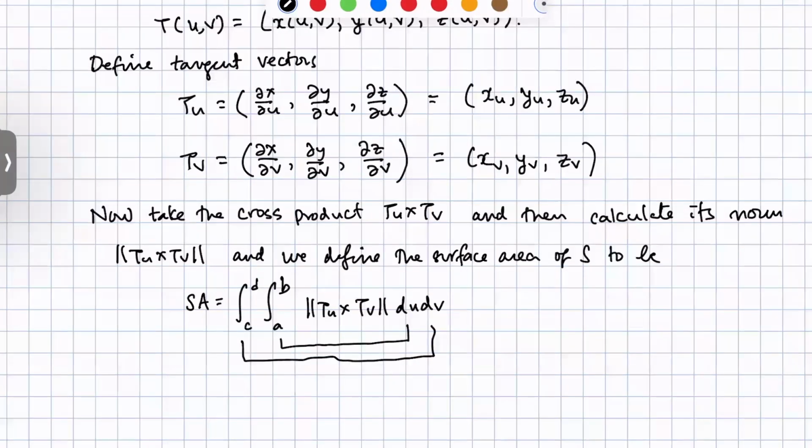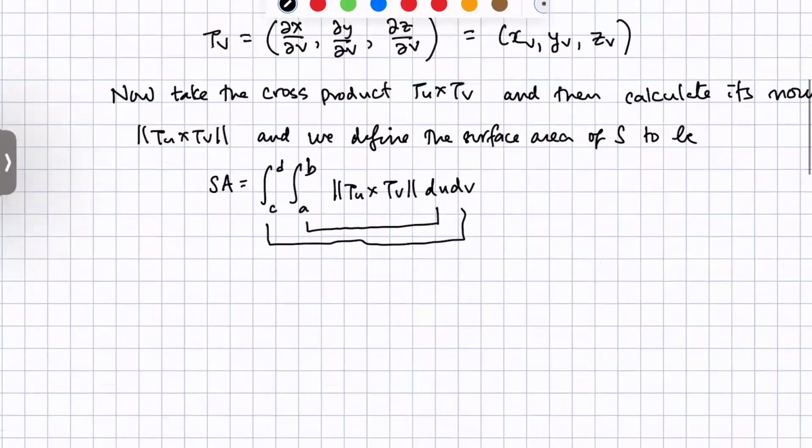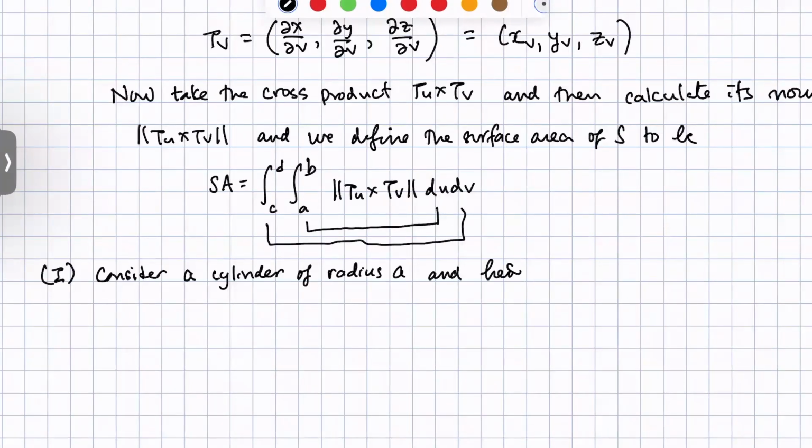So we're going to first do an example. Let's look at example 1. Consider a cylinder of radius a and height h.